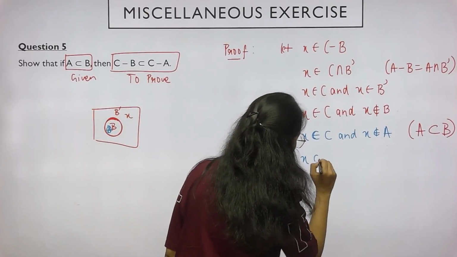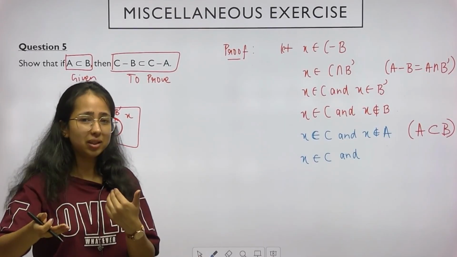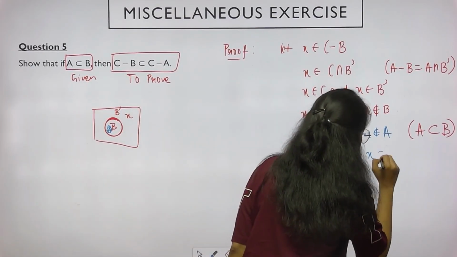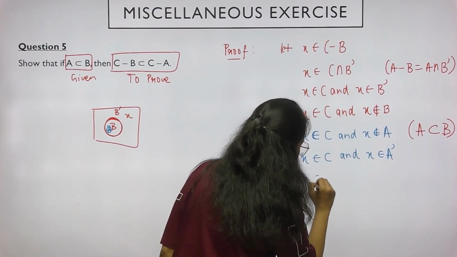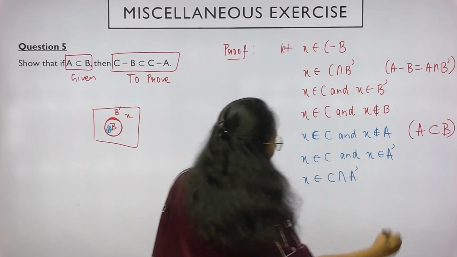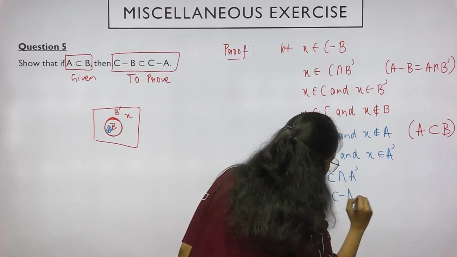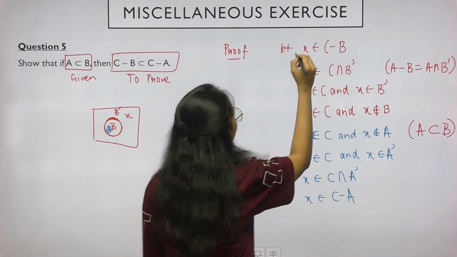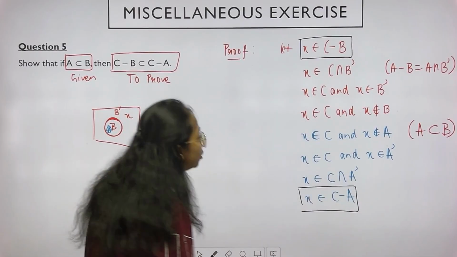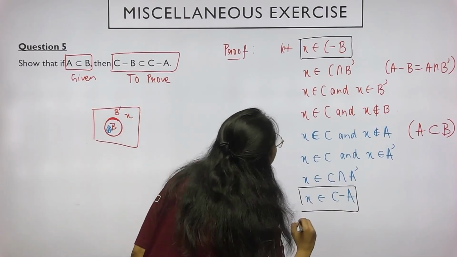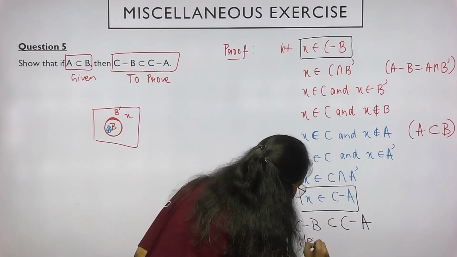Now again we can write that X belongs to C, and again if X does not belong to A, then it is obviously a part of A complement. This means that X belongs to A complement. And means intersection. So we have that X belongs to C intersection A complement, and C intersection A complement becomes C minus A. So we started with X belongs to C minus B, and now we have reached X belongs to C minus A. So this means that C minus B is a subset of C minus A. Hence proved.